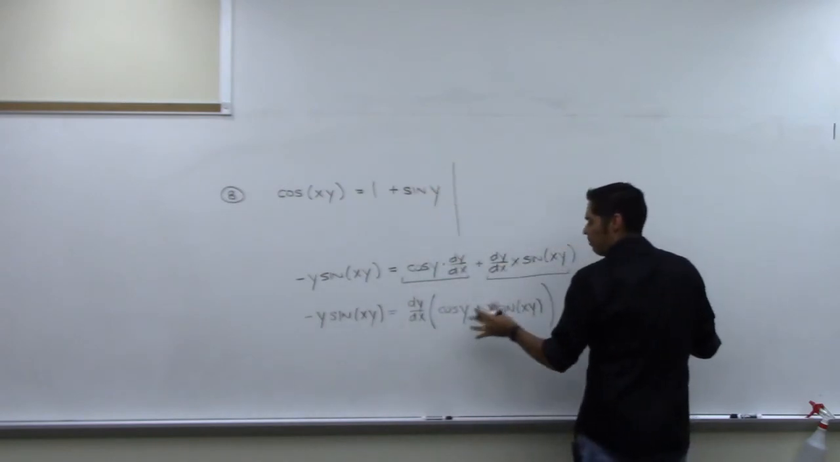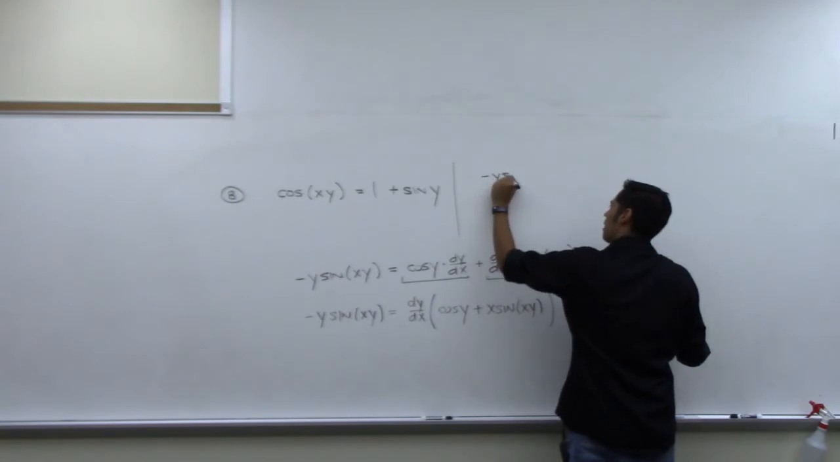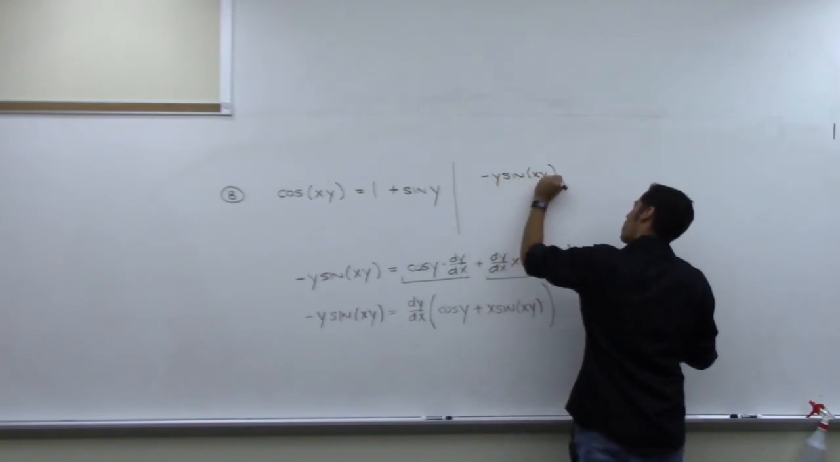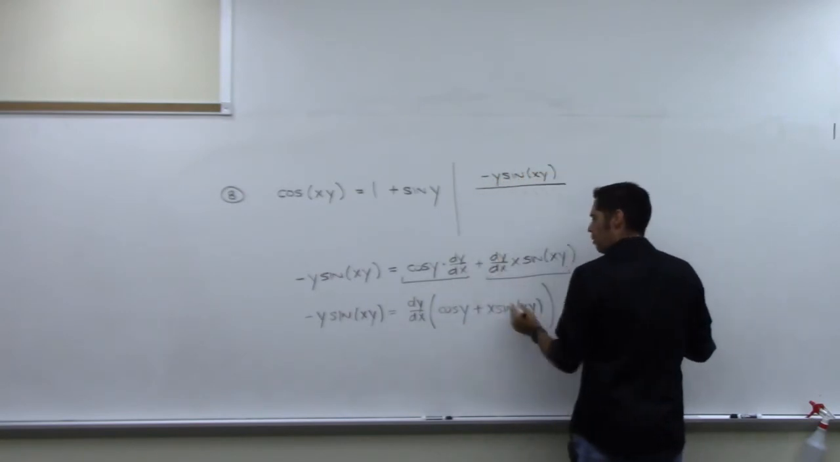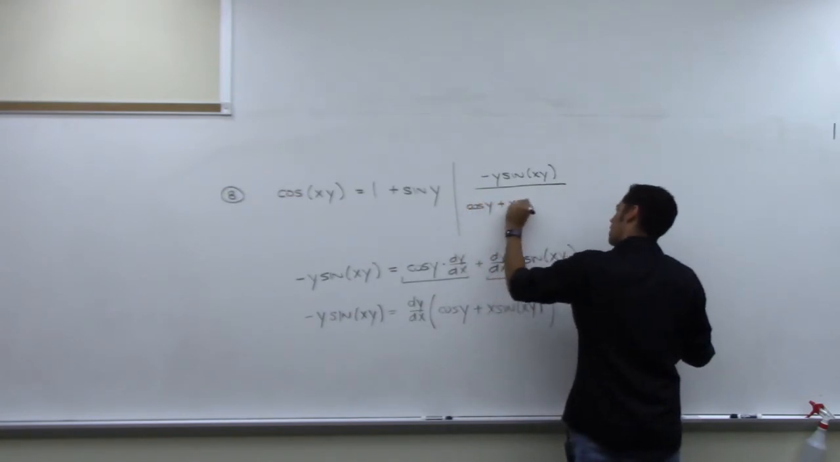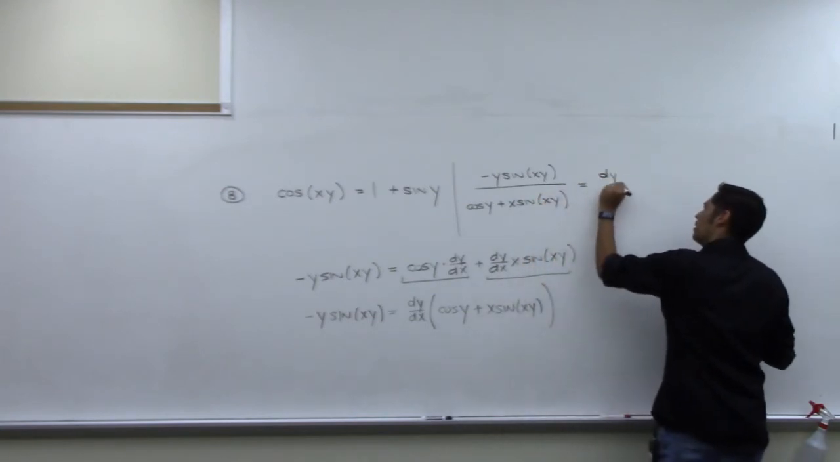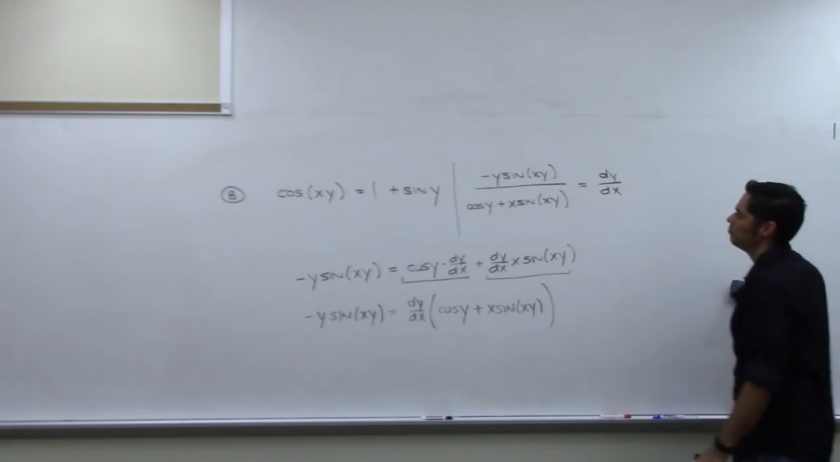So when I divide this on that side, I get negative y sine of xy over this whole thing, cosine y plus x sine of xy, and that must equal my derivative, dy/dx. There we go.